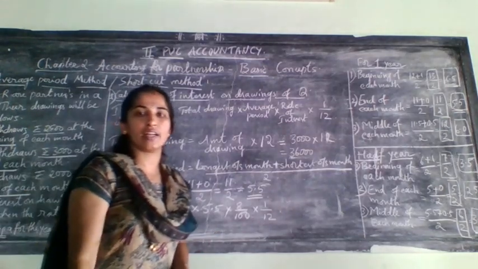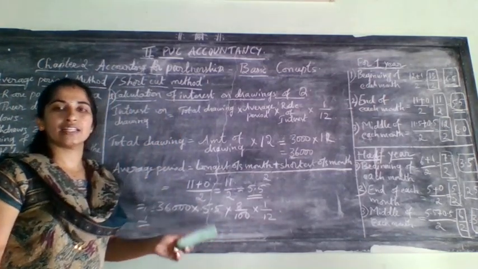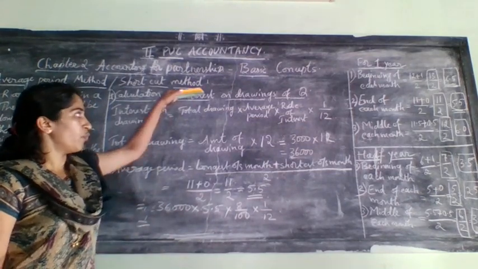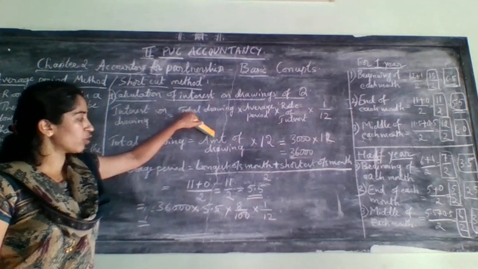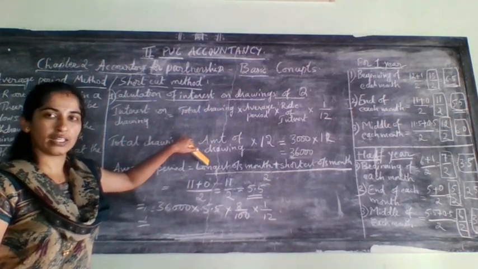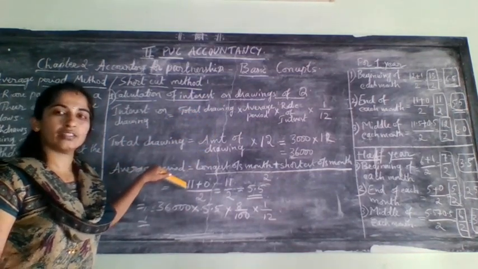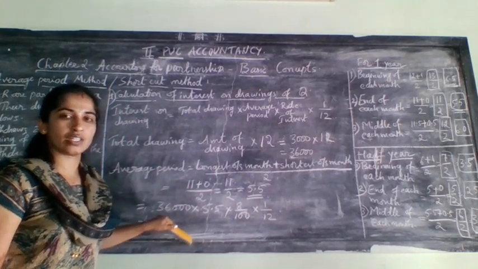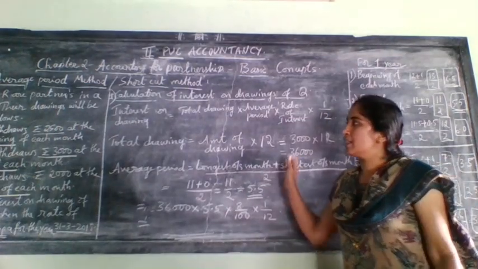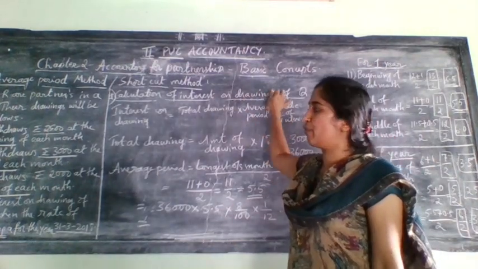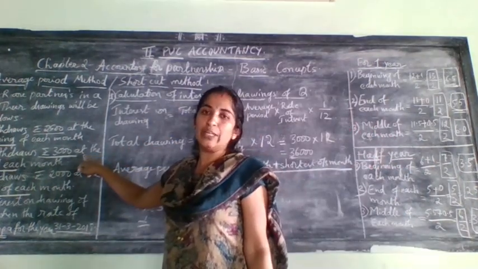What is the answer you will write? Write it here. That is interest on drawing. 1 mark for writing the formula, 2 marks for getting total drawing, 3 marks for writing average period formula, next 4th for this, 5th for this and 6th for writing the answer. So here ends the interest on drawing of partner Q.